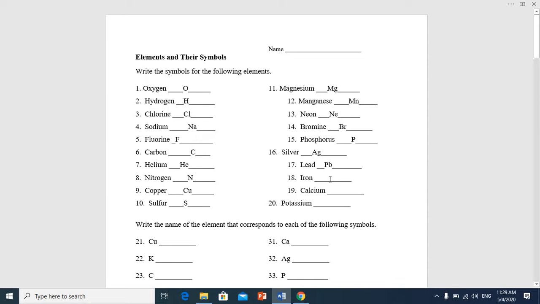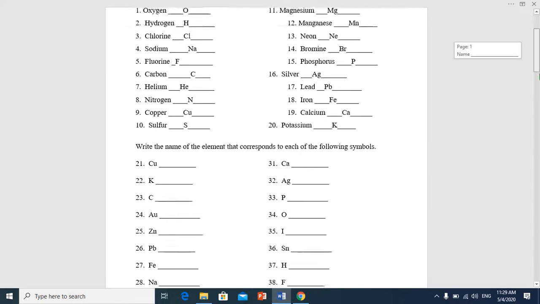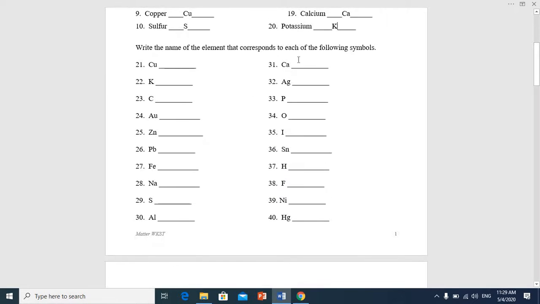And iron, we took it before several times, iron is Fe, and calcium will be Ca, and potassium will be K. Okay, so this is the symbol of all of these elements. So let's move to the second question. Write the name of the elements that correspond to the symbol.